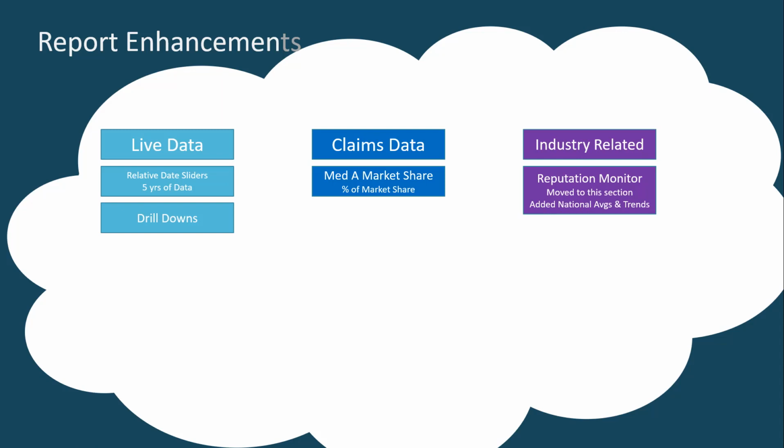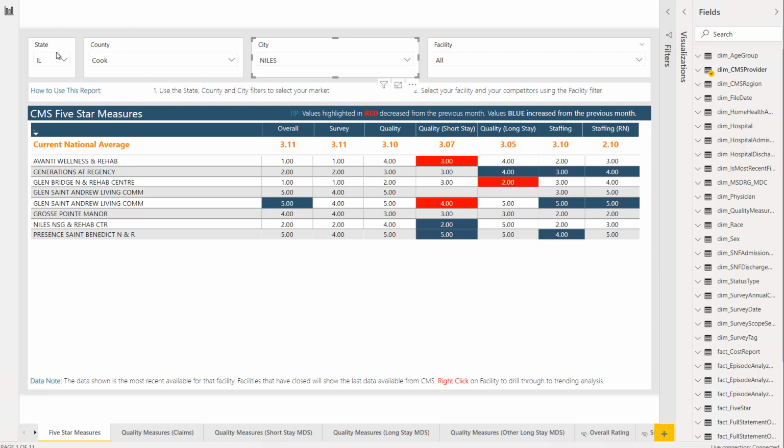Here's how this works. In the reputation monitor, I've pulled up the state of Illinois, I'm looking at the county of Cook, and specifically I've called out the city of Niles. Here you can see Copilot has delivered a list of all the facilities in these geographic regions, and we've added in the current national averages for the star ratings. Now, as always, highlighted in red are any facilities that have had a decline since the last reporting period, and in blue you will find facilities that have moved up since the last reporting period.